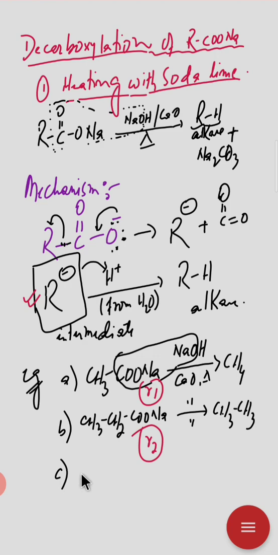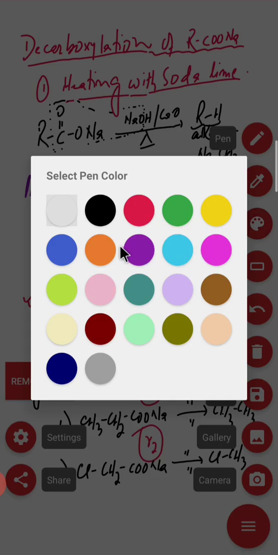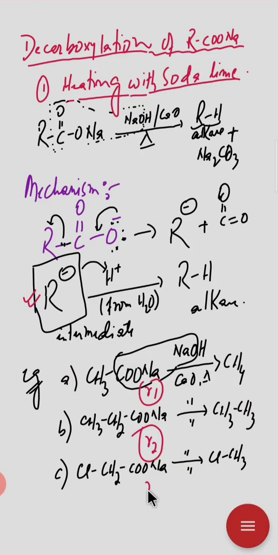So if I give another example, let me compare the rates of the three reactions. This is the third example. If I give this as the example, ClCH2COONa, and if it is heated with the mixture, then what we will get is chloromethane. This will be the product here. Now if the rate of this reaction is suppose R3, so compare this R1, R2 and R3, which will be more? So this question will be dependent upon the stability of the carbanion.